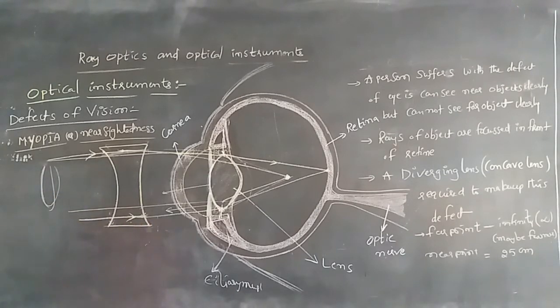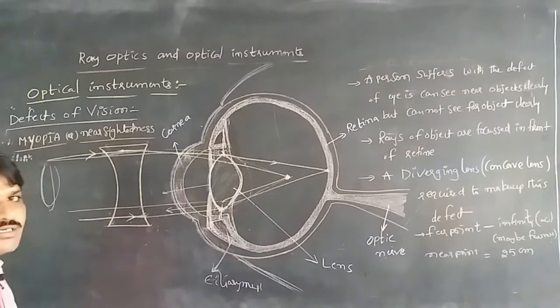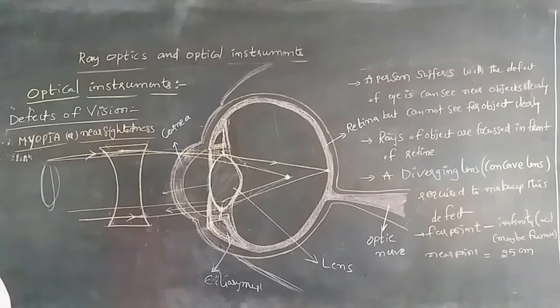If the image is formed in front of the retina, the human being can't see clearly. That is called myopia or nearsightedness.